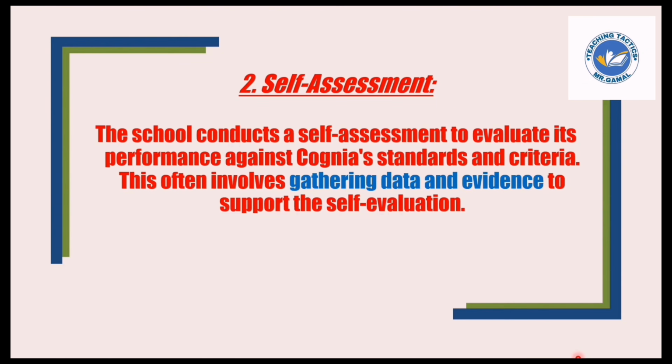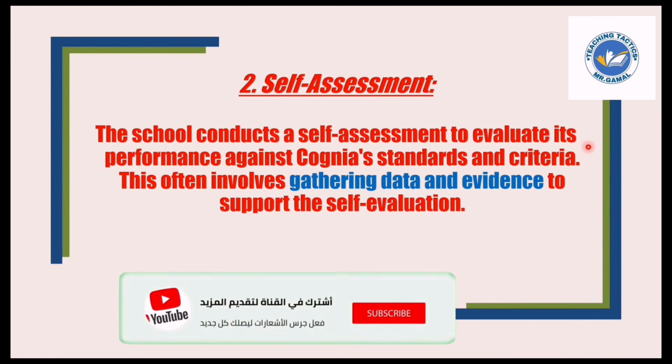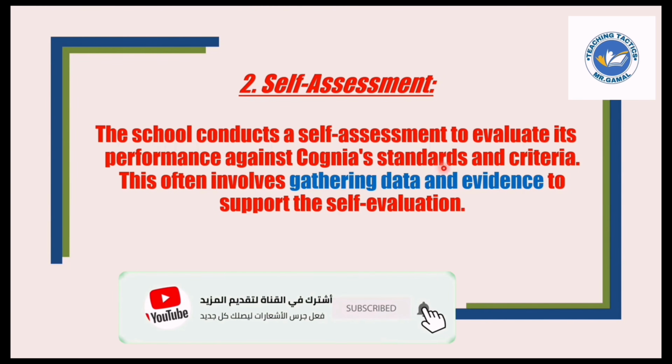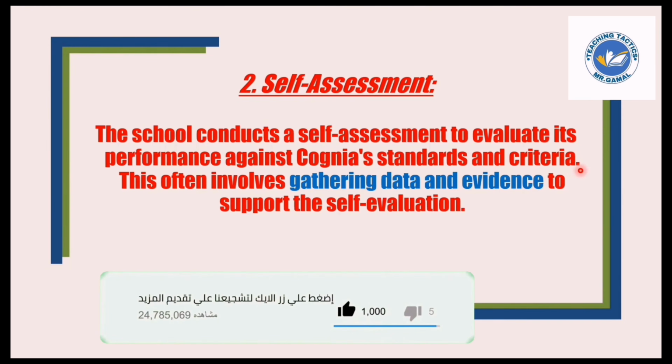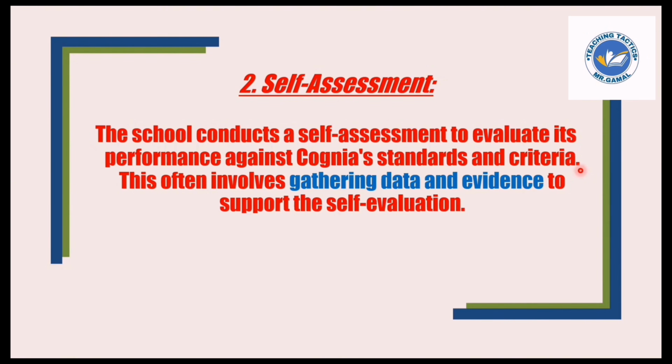The second step is the self-assessment. The school conducts a self-assessment to evaluate its performance against Cognia standards and criteria. Since the school understands the criteria and the standards of Cognia, they can assess themselves according to these criteria and standards. This often involves gathering data and evidence, so the school must gather some evidence and some documents to support their claim about meeting all of these standards, to support the self-evaluation.